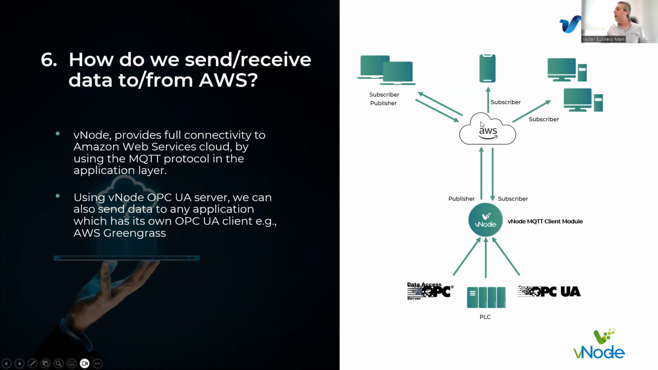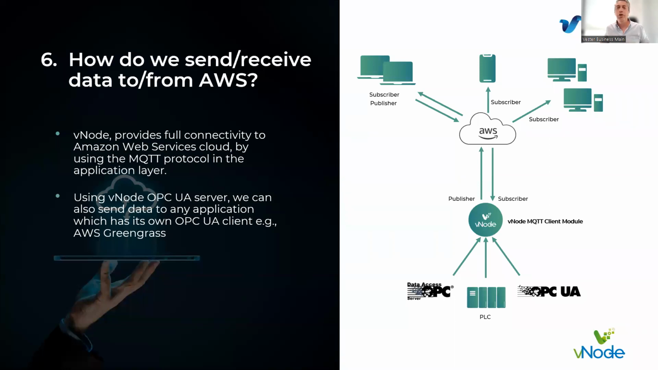So there are a couple of ways to send data to Amazon Web Services. Of course, for example, in Amazon Web Services there is an OPC UA client also in the cloud that is available to connect to your devices. But if you use an OPC UA client in the cloud connecting to your devices in your office, of course, you need to open the firewall in your network.